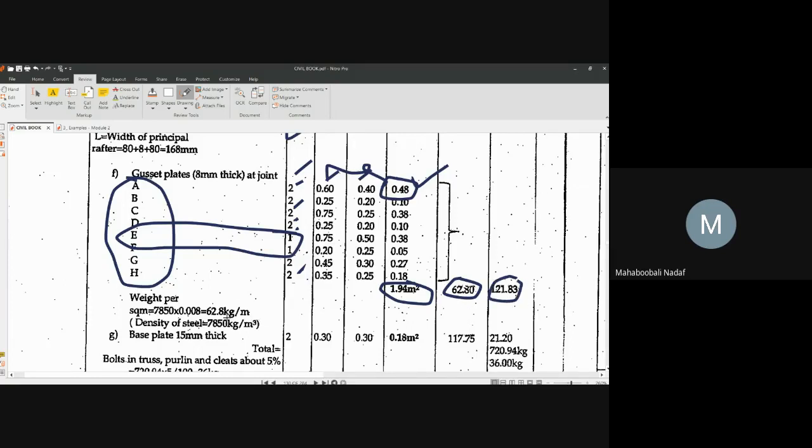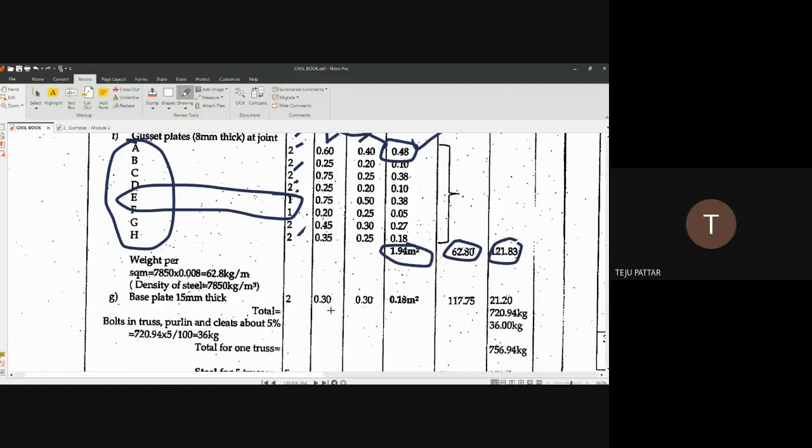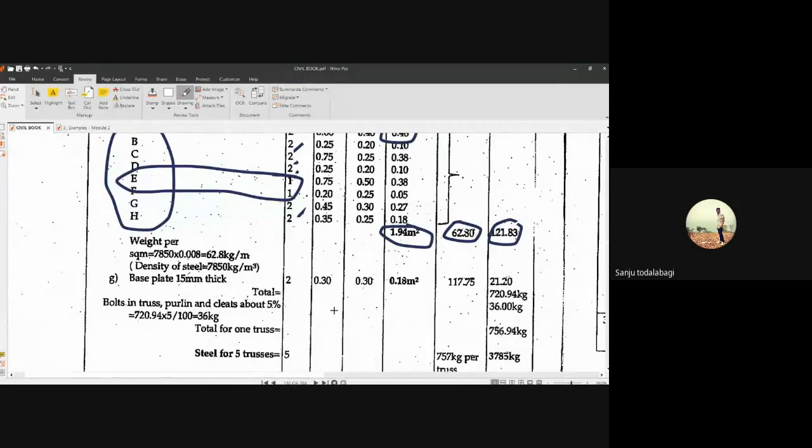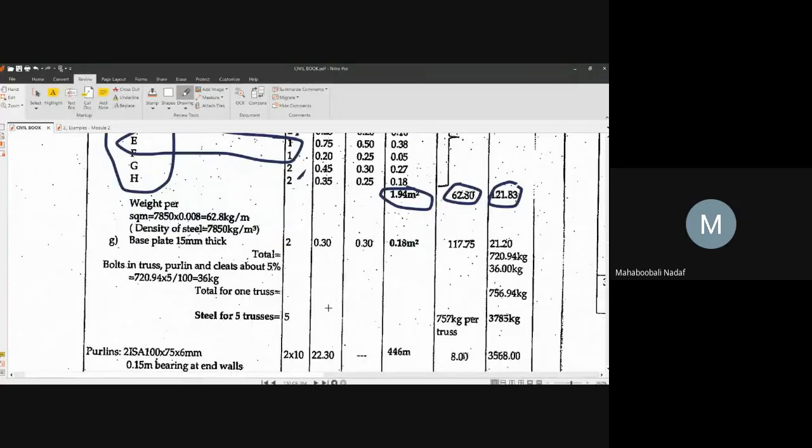This point is clear? Gusset plates, for everyone, please reply. Yes, sir. Yes, sir. For everyone I am asking. Yes, sir. Okay. Very good.